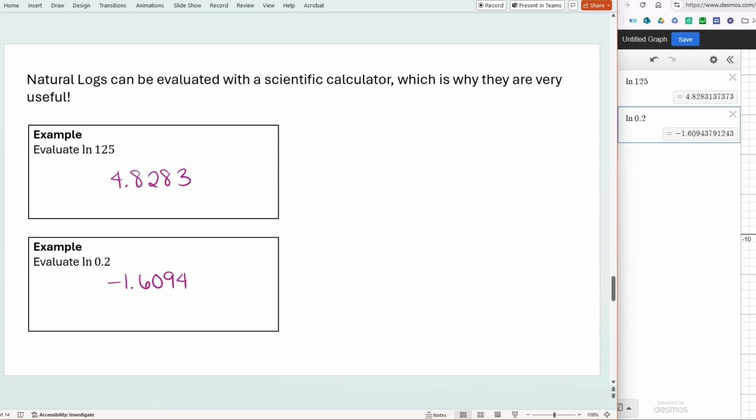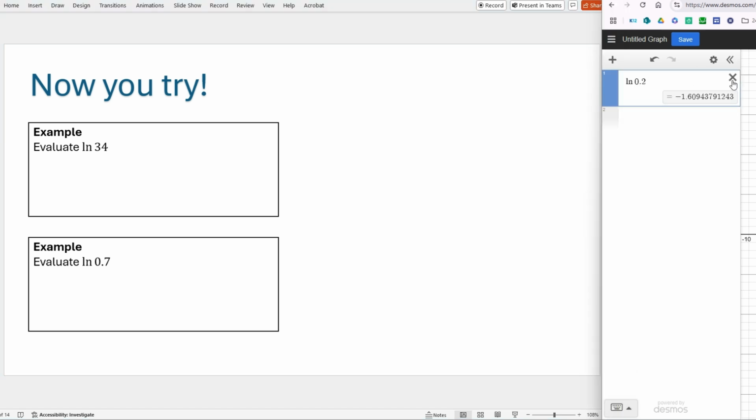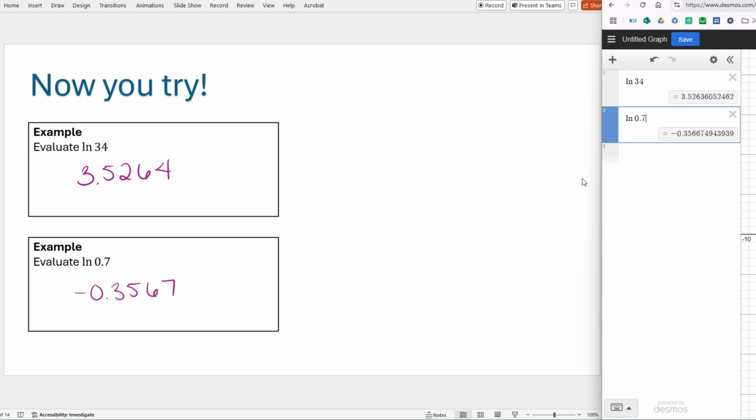Okay, so now you can pause the video and try evaluating these two natural logs on your own. So we have the natural log of 34, and we also have the natural log of 0.7, and you just type them in your calculator and you'll get the values that you can use to approximate these logarithms.